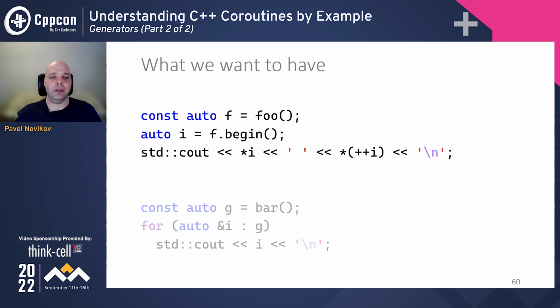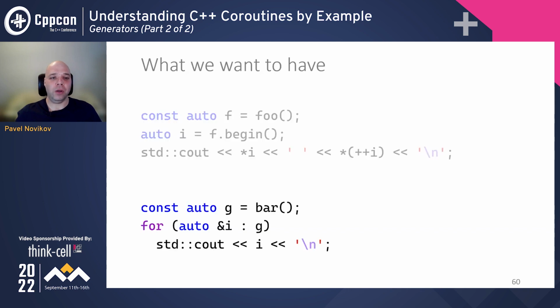First, here is an example of how it can be used. At the top, you can see manual use of iterators. So we have iterator I that we got from the begin call. We can dereference it, and after that we can increment it and again dereference it. Or we can just straightforwardly use range for, which does everything for us, and we just get references to items that we get from the generator.